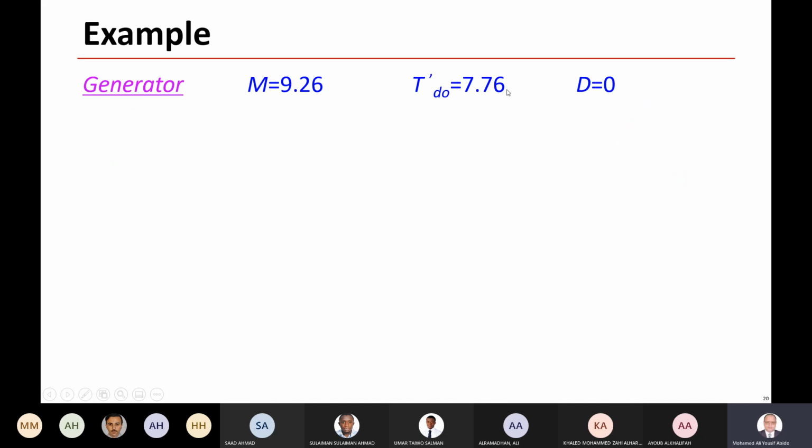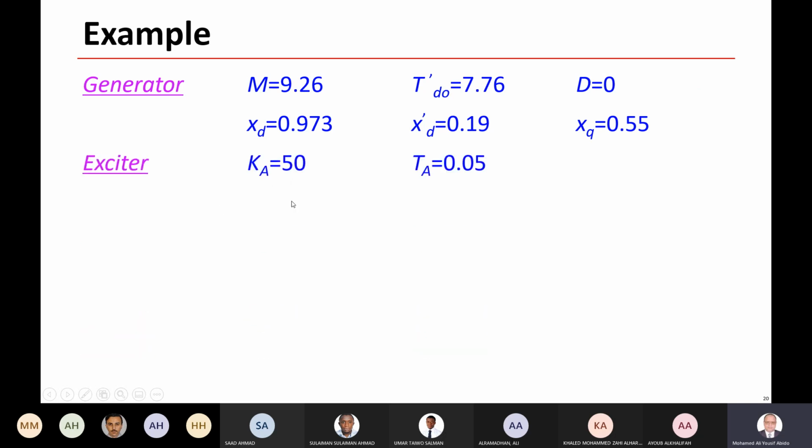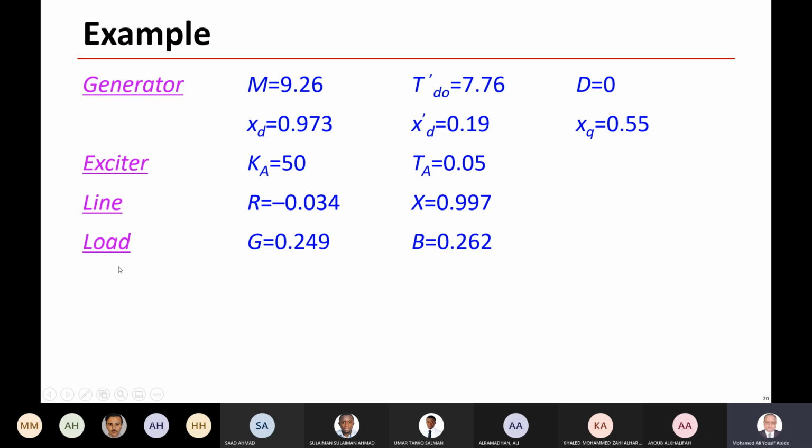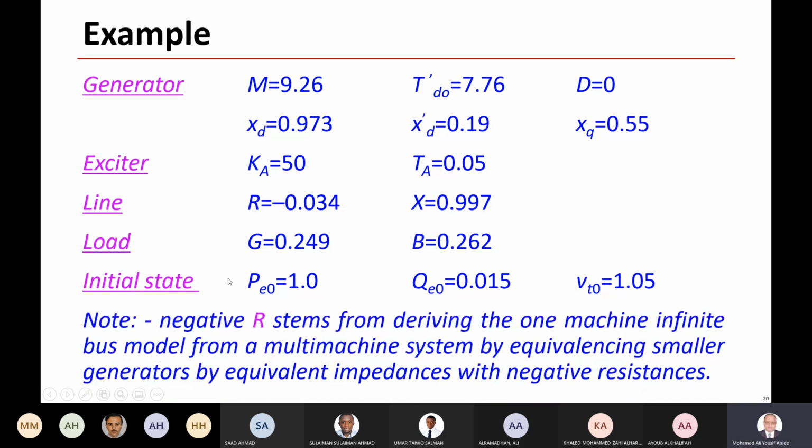You have the generator inertia, field time constant, and D equal to 0, xd prime, xq, KA, TA, line values, line impedance, and load. You have a local load here at the machine. The initial state is the operating point used to get the initial conditions and linearization constants. And okay, so this R is negative. Maybe you can ask why this R is negative.